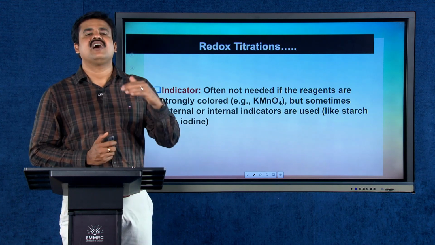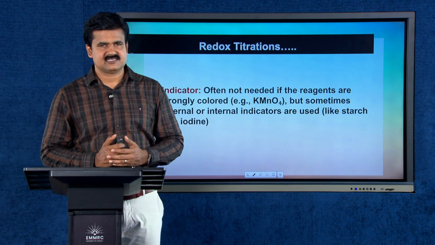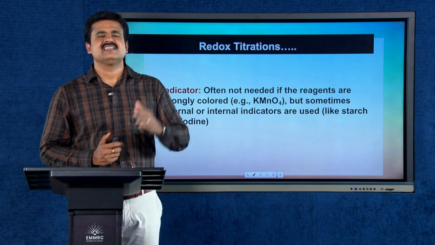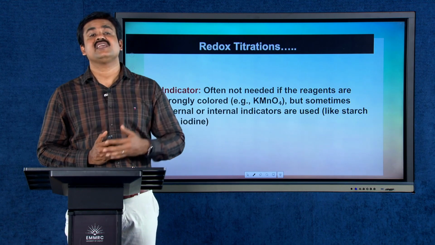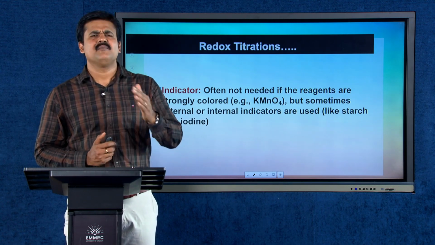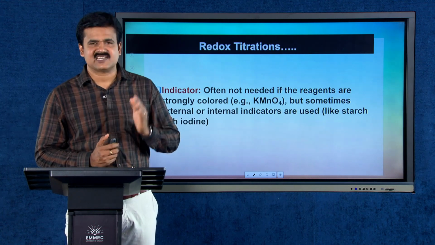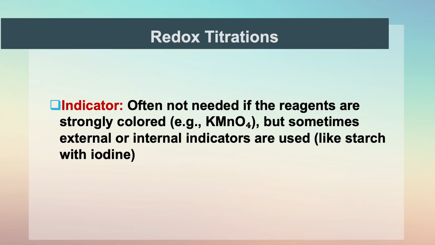Now, in redox titration, in certain cases we have to deal with some indicators. You are familiar with the indicators. These are a class of reagent used to find out the end point of a reaction. But as far as redox reactions are concerned, an indicator is often not needed if reagents are strongly colored. For example, if you are dealing with potassium permanganate titration, it is as such associated with a deep purple color. In that situation, we need not use any indicator to find out the end point of a reaction.